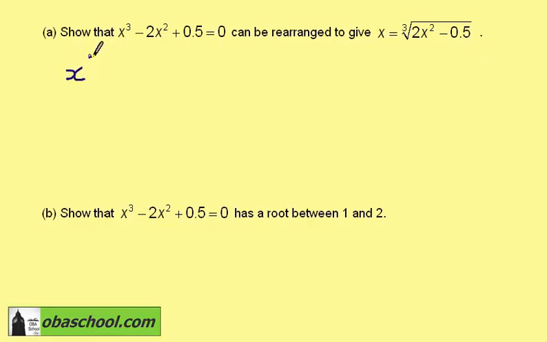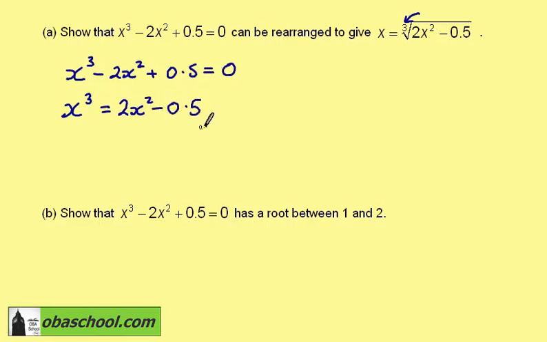So let's start with x cubed minus 2x squared plus 0.5 equals 0. The fact that this has a cube root suggests that we're trying to get the x cubed on its own. So add 2x squared and take away 0.5 from each side, and we get x cubed equals 2x squared take away 0.5. We can then simply take the cube root of both sides to produce the result required.